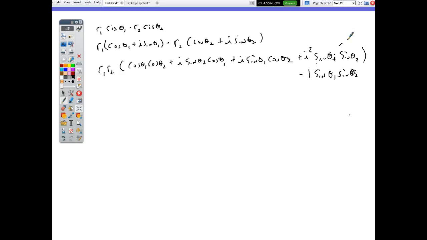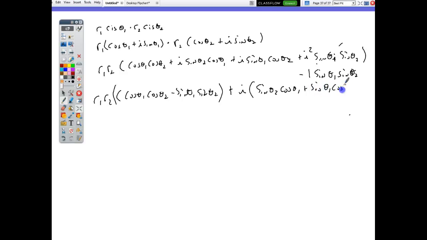Now, this part is real, and these two pieces are imaginary. So I'm going to gather them. Is that okay with you? I'm going to gather these two together, and then gather these two together in a lump. So I'm going to write this as R1 R2 times cosine theta 1 cosine theta 2 minus sine theta 1 sine theta 2. That's the real part, right? These two pieces don't have an i on them. Plus i, parentheses, sine theta 2 cosine theta 1 plus sine theta 1 cosine theta 2.